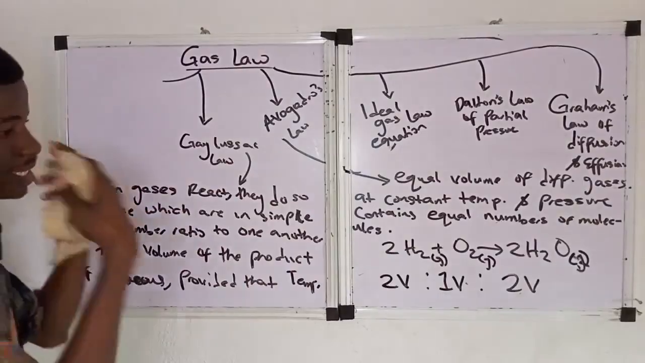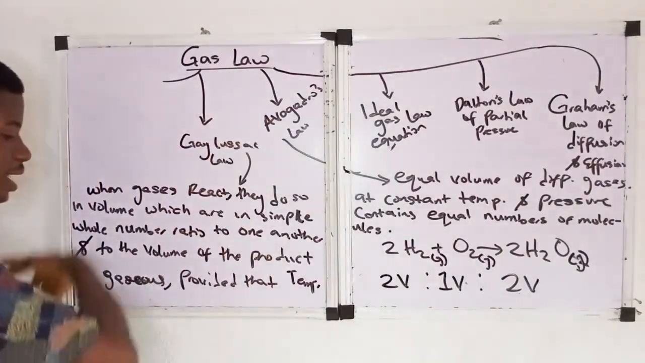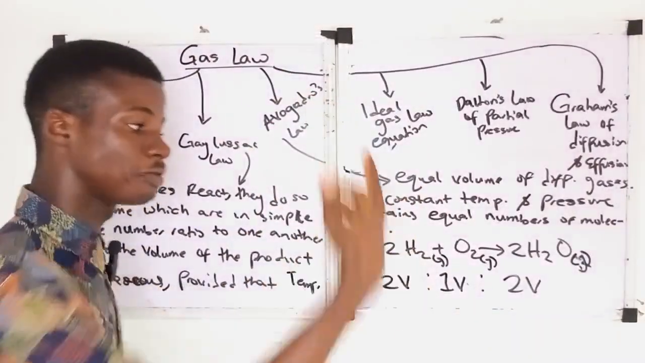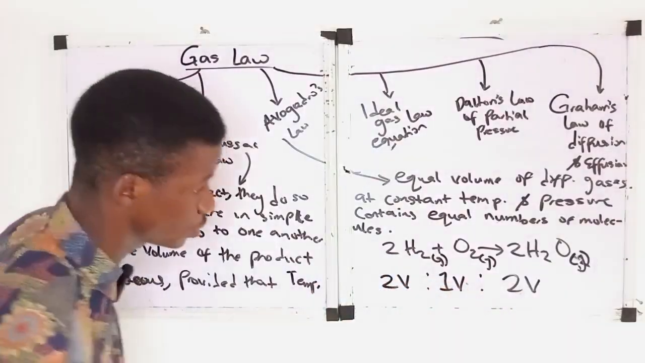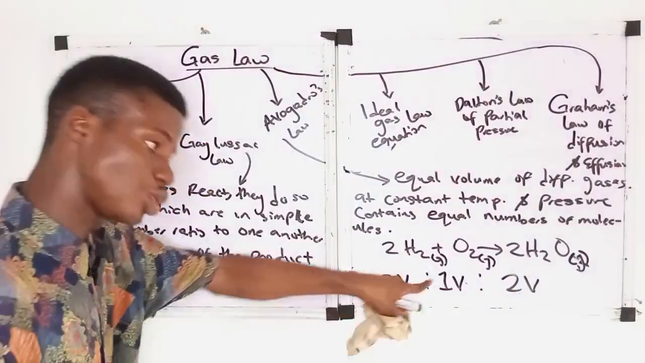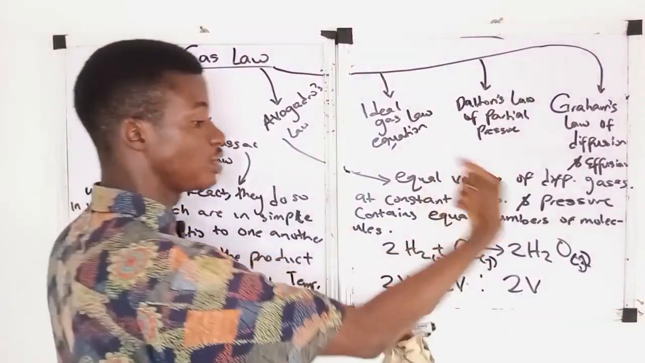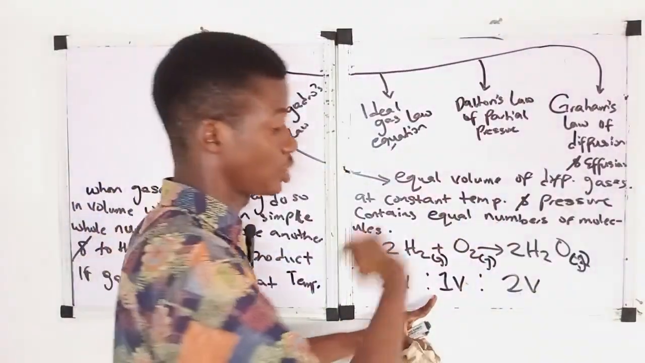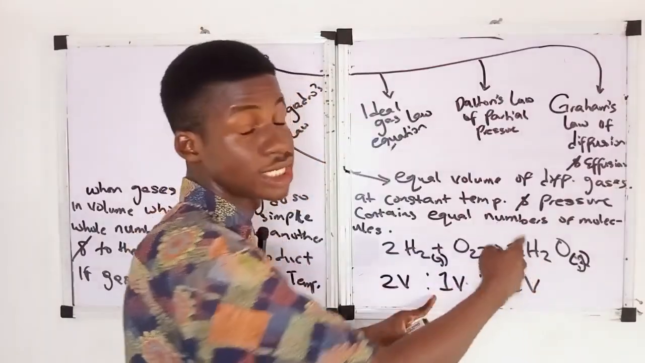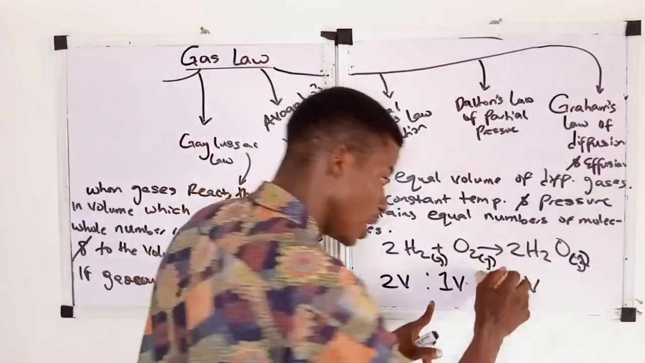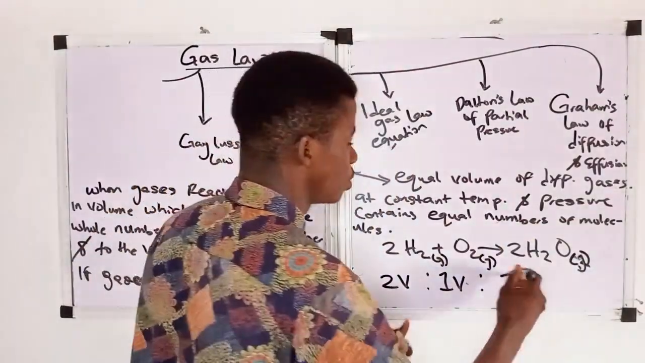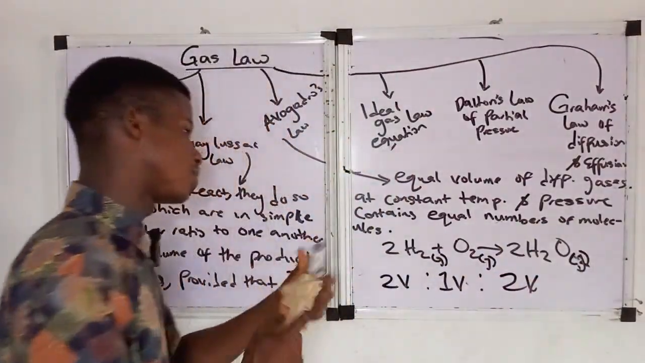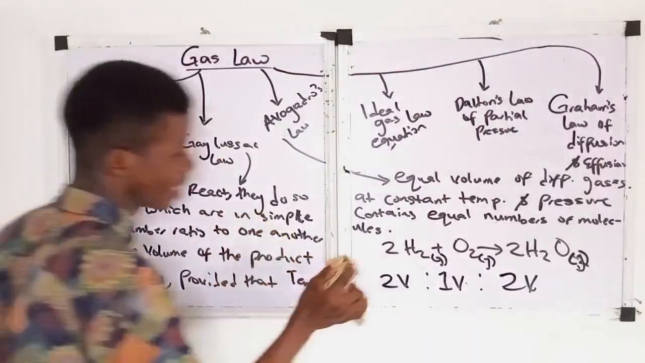So that is all about Gay-Lussac's law, telling us that the volumes in which gases react are in whole number ratio. Look at it, 2:1. It will also be in whole number ratio to the product if the product is a gas. If the product is not a gas, it will not be in whole number ratio to the product. But if the product is a gas, it will be. So that is just Gay-Lussac's law for you.